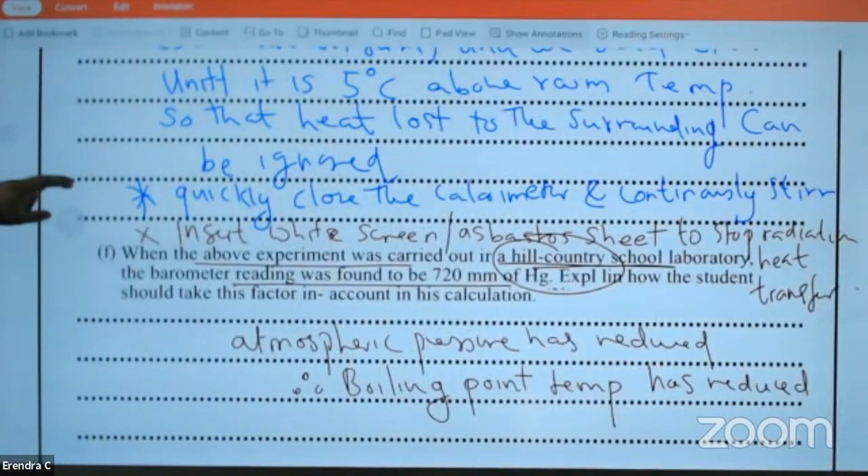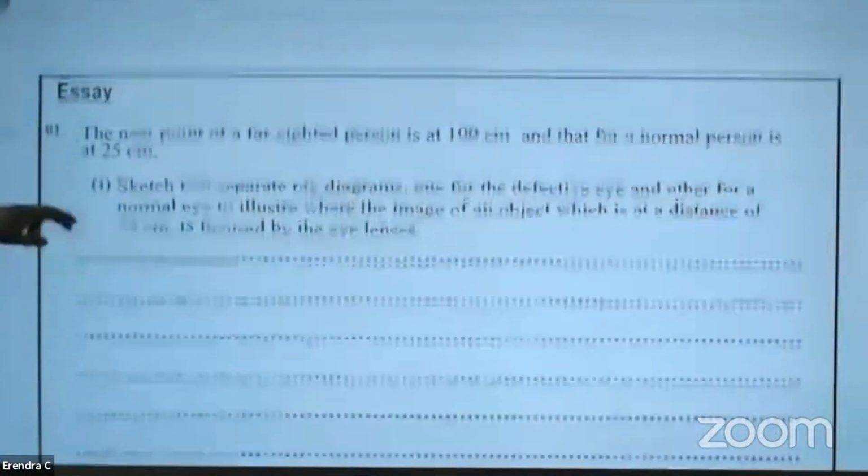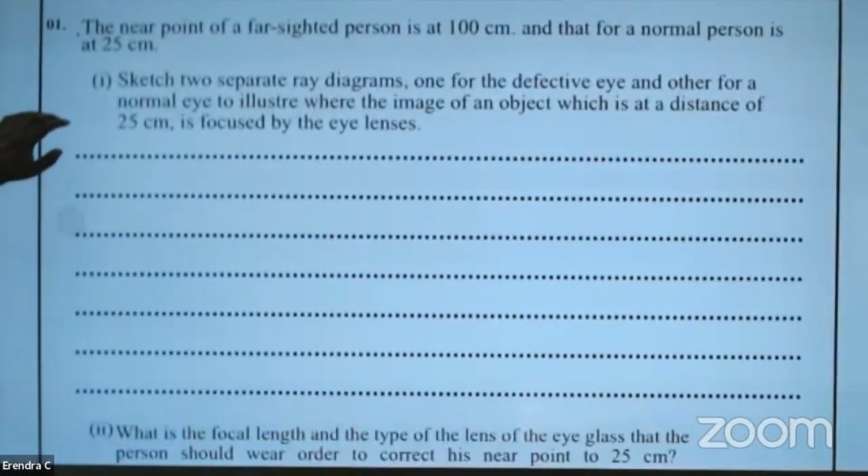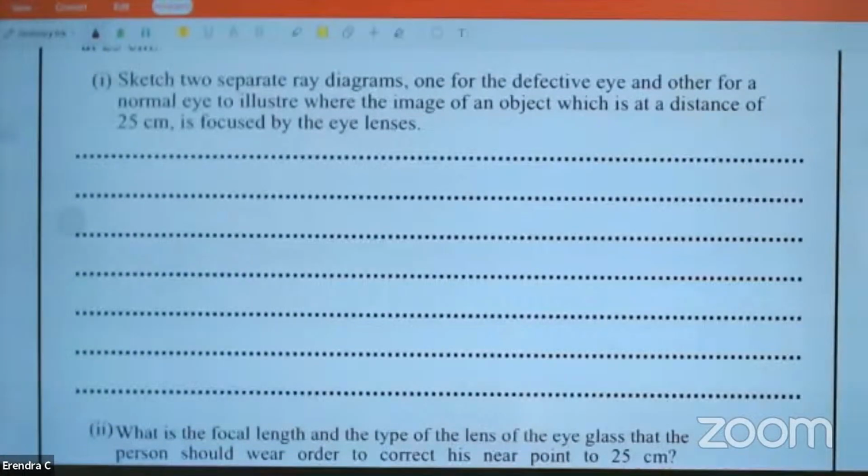Okay. Moving on. Essay question. It is an eye defect question. Important, huh?